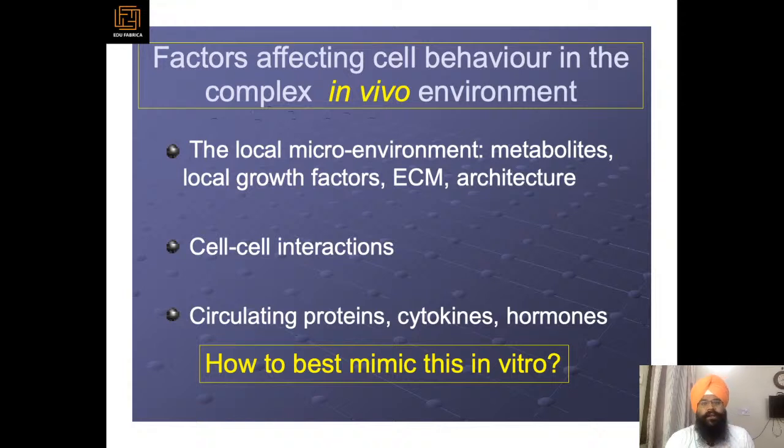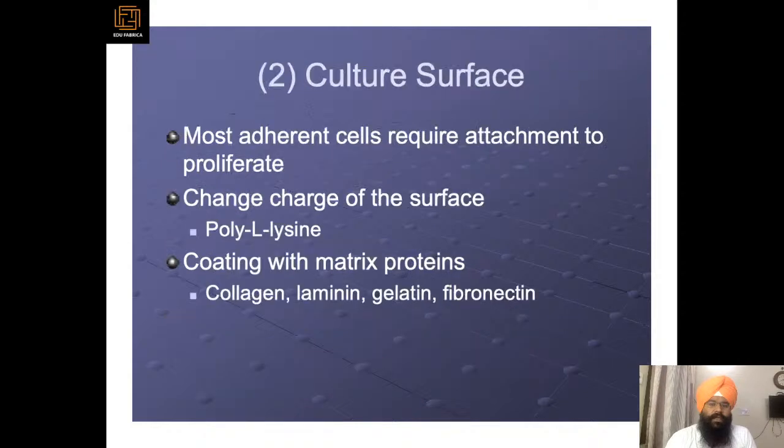So the factors that affect cell behavior in the complex in vivo environment are local microenvironments such as metabolites, local growth factors, ECMs, architectures, cell-cell interaction, circulating proteins, cytokines, and hormones. So all these matter a lot. And the cell culture surface: cells should adhere to the surface, so you change the charge of the surface or coat it with matrix proteins like collagens, laminin, gelatin, and fibronectin. You have to coat the surface with these matrix proteins.